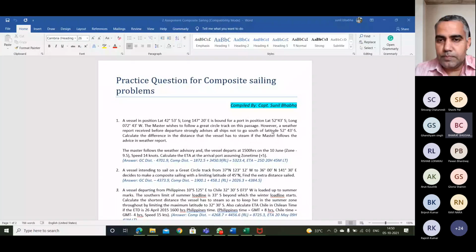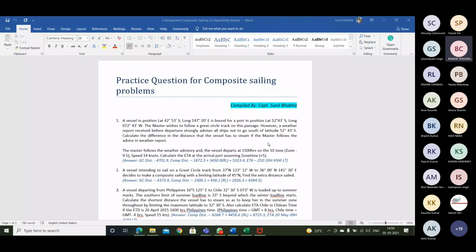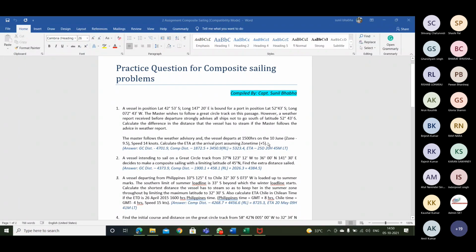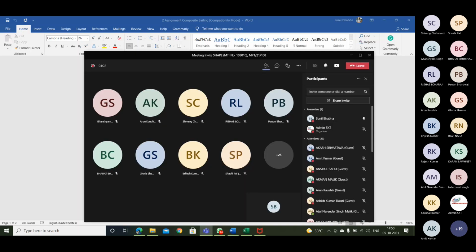सर क्वेश्चन नंबर 1 में टाइम वाला एक बार फटाफट बता दो सर, भूल गए. Okay, ETA calculation, right? यस सर. ओके, ठीक है बेटा. ये तो मैं आपको ऐसे ही बता देता हूँ.